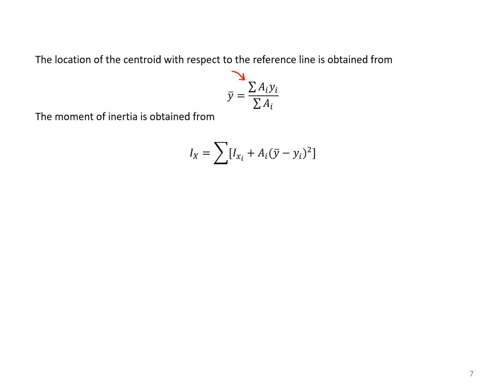And the moment of inertia for the entire section is a summation of the moment of inertia of the individual sections with respect to the centroid. And that is where this equation comes from. And of course, the total area is sigma ai.